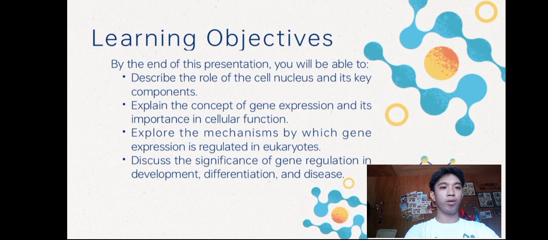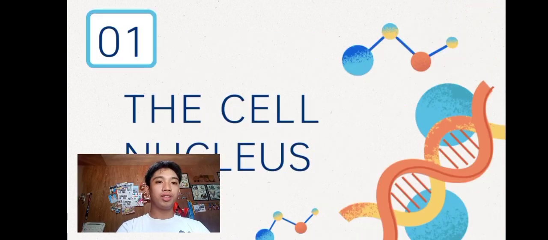So here are the learning objectives for this lesson. By the end of this presentation, students will be able to, first, describe the role of the cell nucleus and its components. Next is to explain the concept of gene expression and its importance in cellular function. Next is to explore the mechanism by which gene expression is regulated in eukaryotes. And lastly is to discuss the significance of gene regulation in development, differentiation, and disease. So let us now proceed to the cell nucleus.